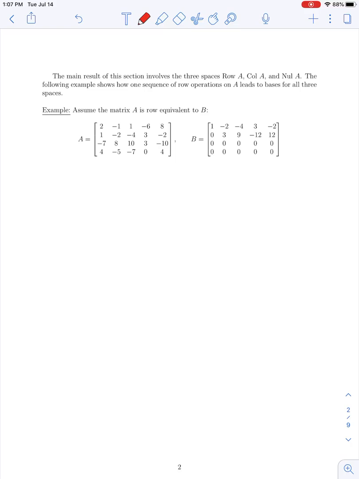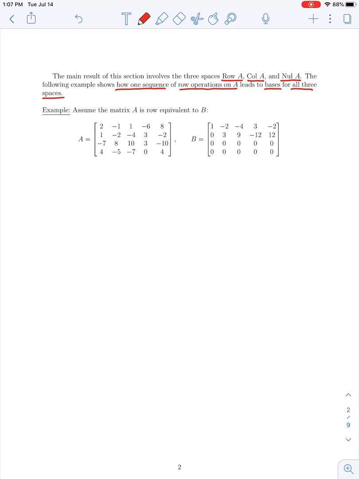Throughout the remainder of this section, we're going to be considering information about our new row space of a matrix, the column space of a matrix, and its null space. We're going to see how these spaces associated with a matrix are related to one another, and see some properties of these. In this next example, we can see how if we perform one sequence of row operations on a matrix A, then we can get a basis for all three of these subspaces.